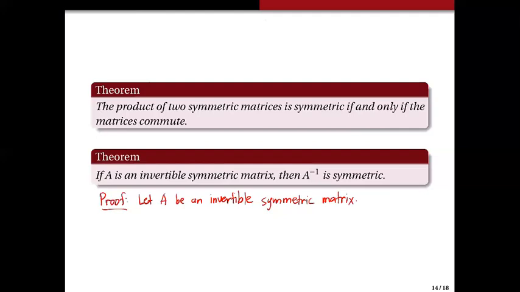Then we calculate A inverse transpose. We've seen this in one of the theorems that we did, or at least I showed you before: you can interchange these two operators, the inverse and the transpose. This is the same as A transpose inverse.